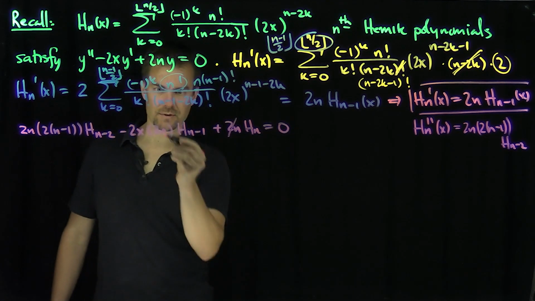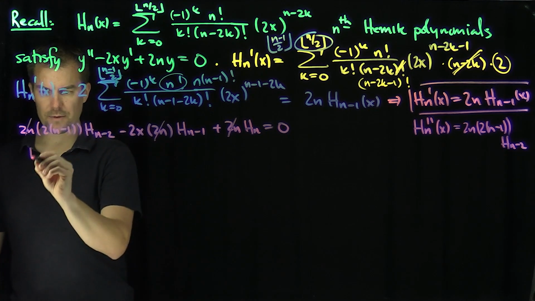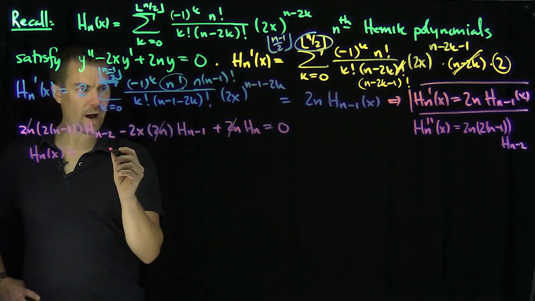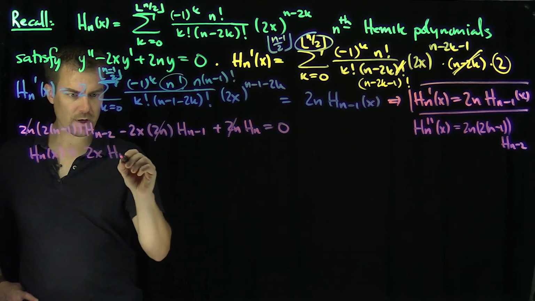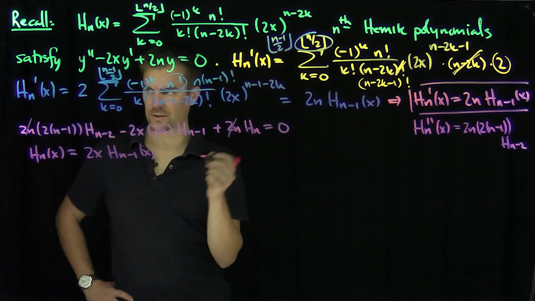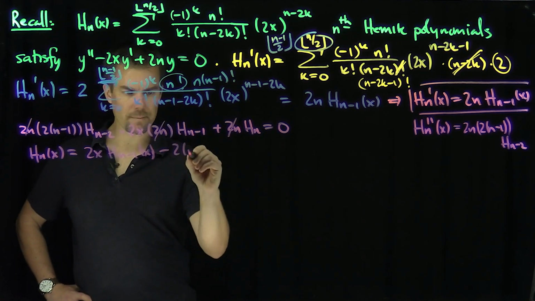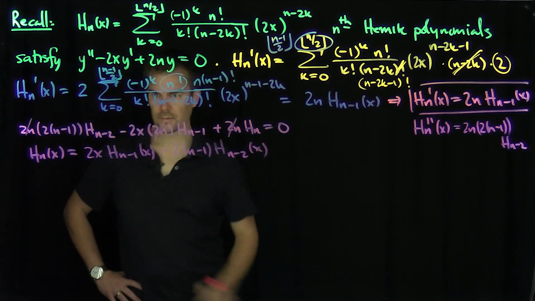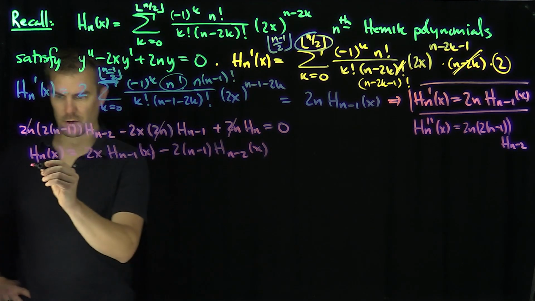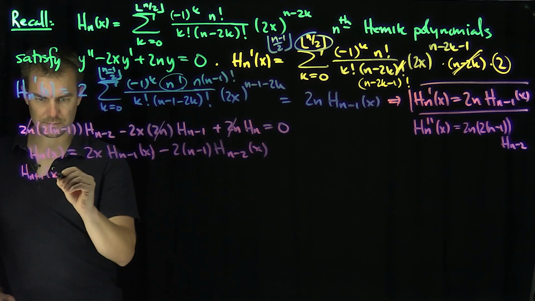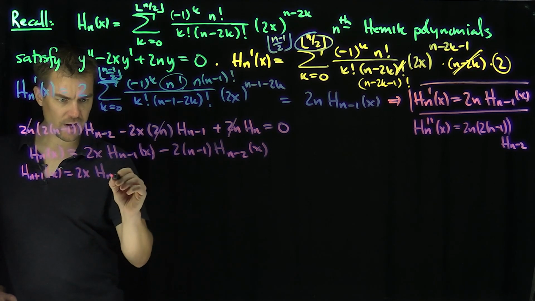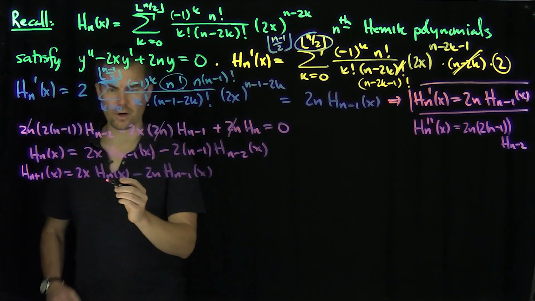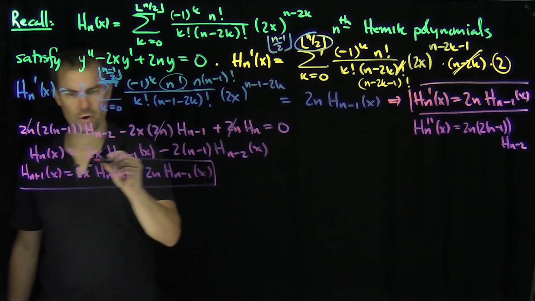Excellent. Now all these 2n's are going to cancel out, and we can conclude that H_n(x) is equal to 2x H_(n-1)(x), this term on the other side, minus 2(n-1) H_(n-2)(x). Excellent. And now typically you see this written the following way: H_(n+1)(x) is equal to 2x H_n(x) minus 2n H_(n-1)(x). And so that's our recursion relationship for the Hermite polynomials.